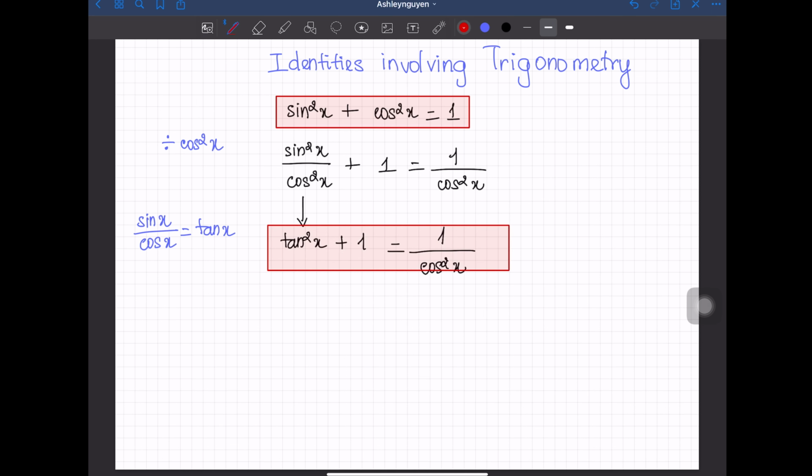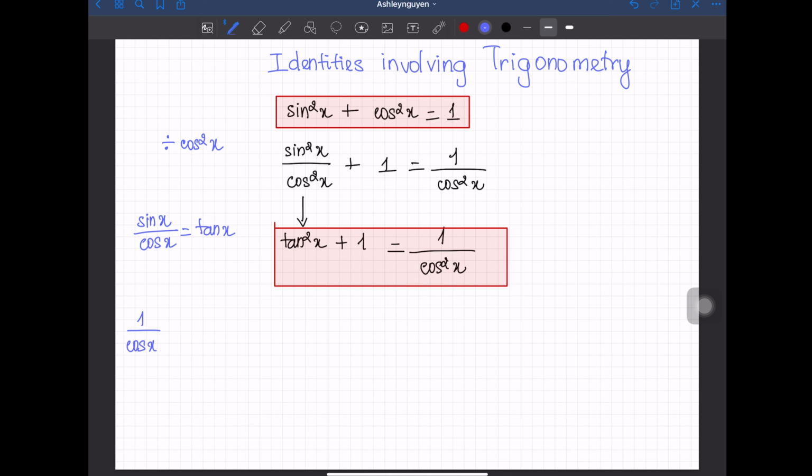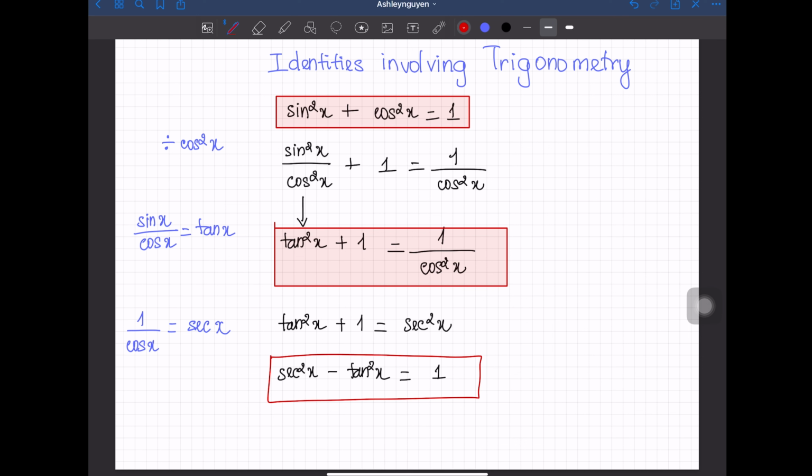Next, we all know that the reciprocal of cosine function is secant function. 1 over cosine x would equal secant x. So, tangent square x plus 1 would equal secant square x. And I would rearrange this. Secant square x minus tangent square x equals 1. This is your third identity that we could use in trigonometry.